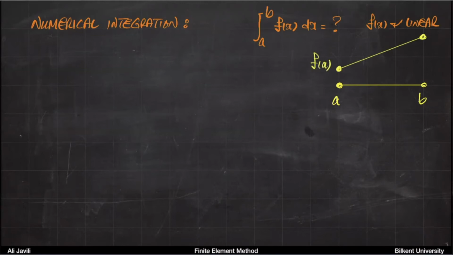So let's say at A, you know you have f of A. At B, you know you have f of B.